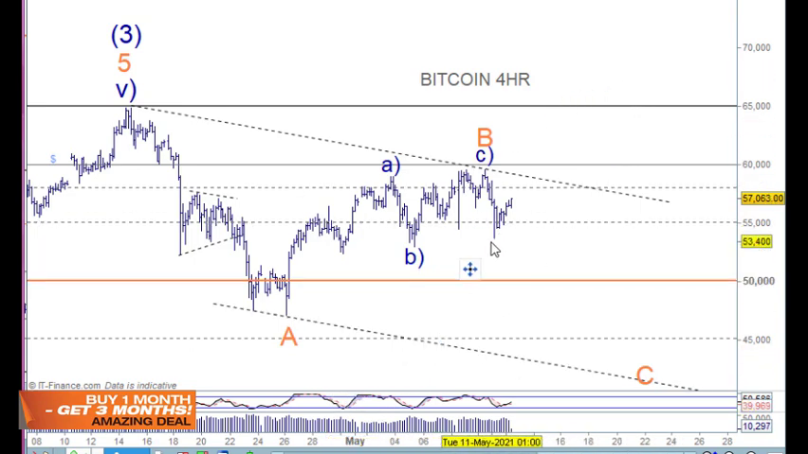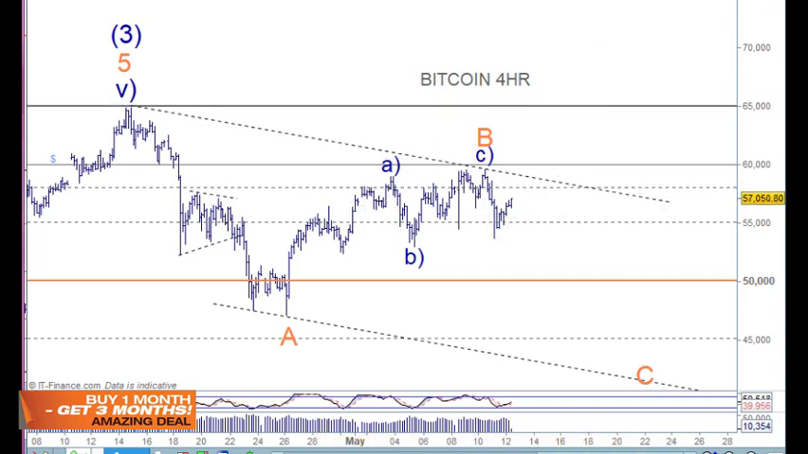So we need that low to be taken out. We can bring it up here and talk about this on the tick chart. That sharp drop here is really just going back up and checking the supply here. So it still can fail from here.